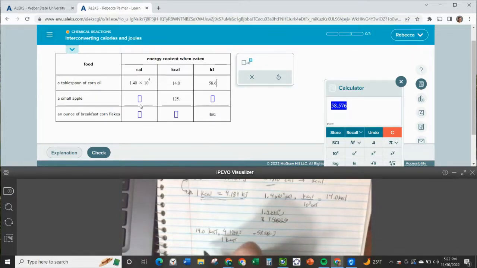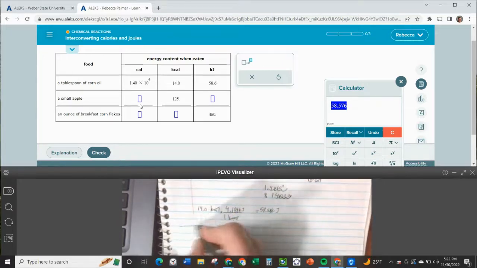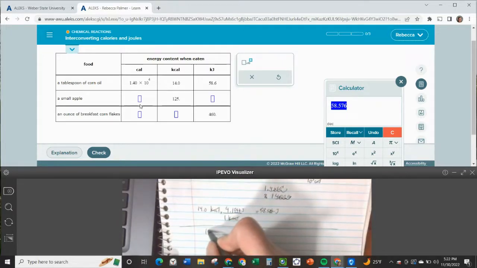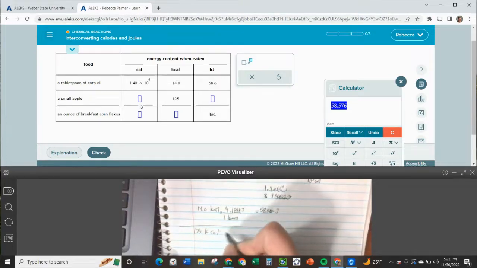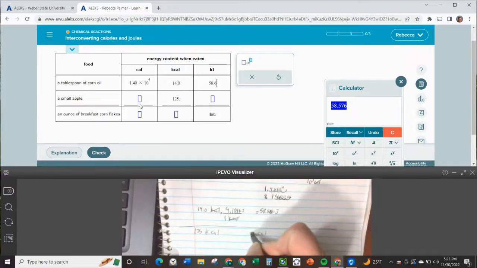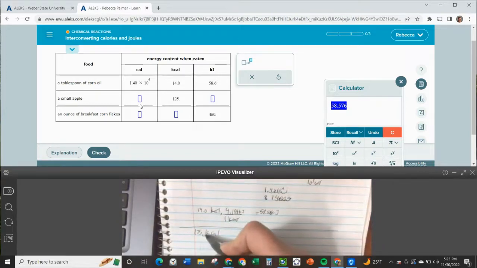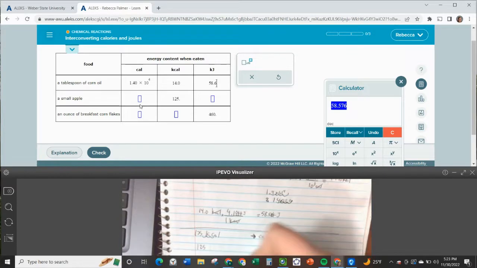All right, so the next one, we're going from kilocalories to kilojoules and kilocalories to calories. So if I'm going from kilocalories, I have 125 kilocalories, and I'm trying to get to just calories. I can move my decimal 3 to the right, so I'm multiplying by 1,000. Or I can use that conversion factor, 125 kilocalories times, I know that I have 10 to the 3 calories per kilocalorie, and kilocalories cancels out.